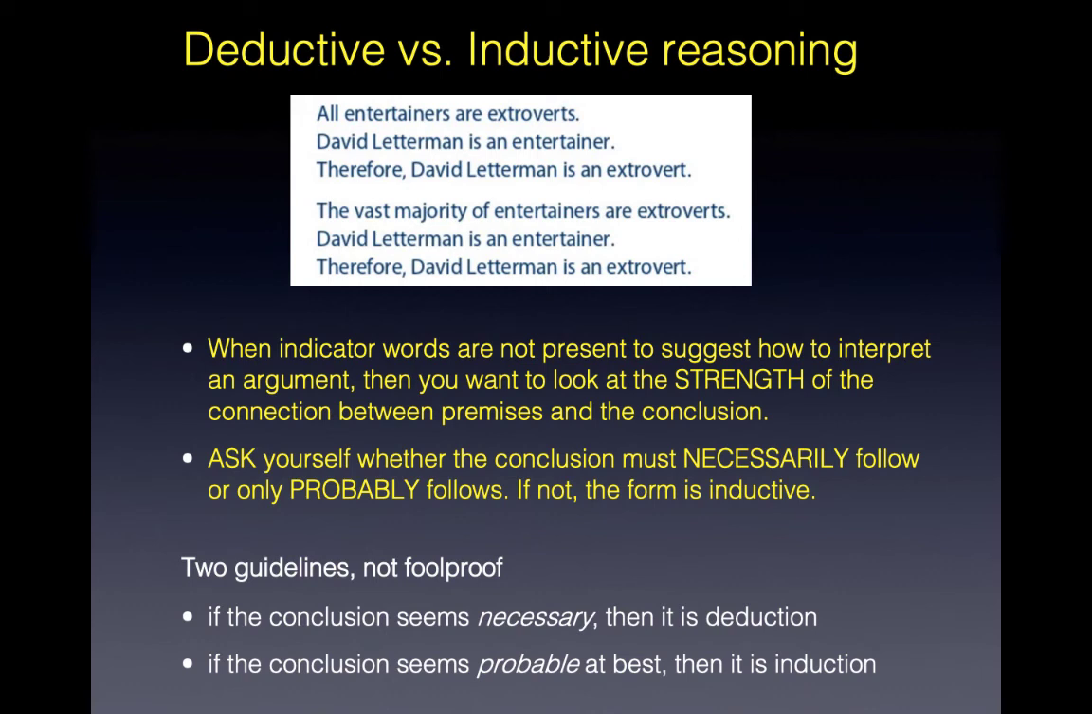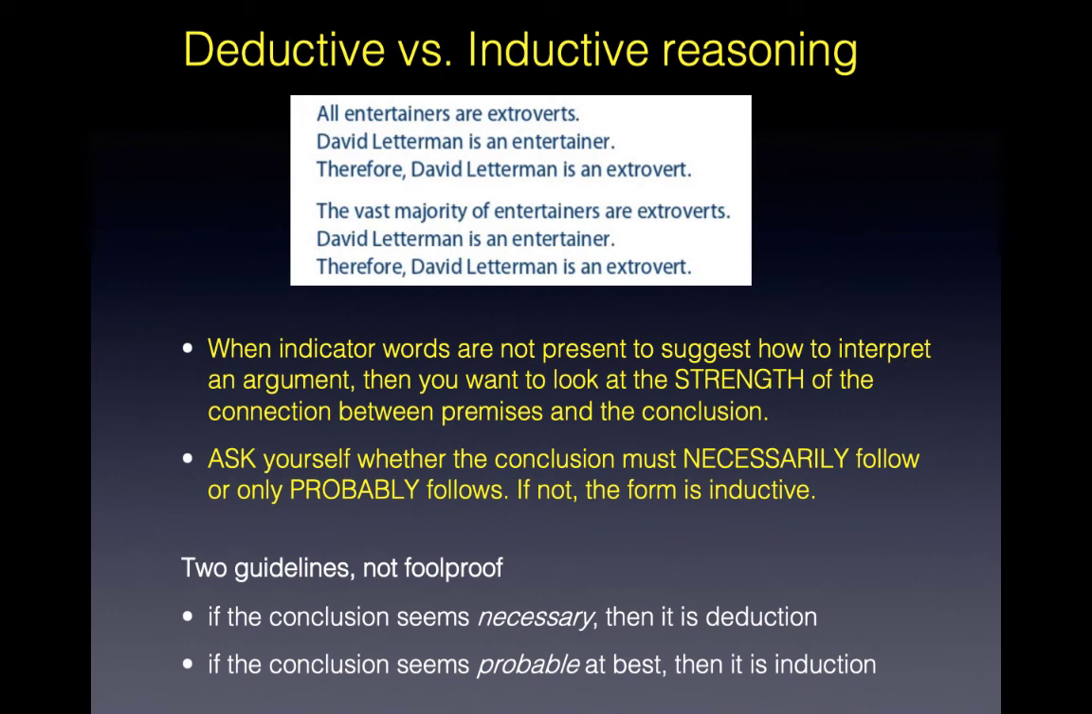All entertainers are extroverts, and David Letterman is one of those people. David Letterman is an entertainer, and so we may conclude David Letterman is an extrovert. This is going to be deductive. In fact, it's deductive valid, because it guarantees from its form that the conclusion is true. Why is that? How does that work? Well, if it's true that all the entertainers are extroverts, and David Letterman is one of those, whoever David Letterman is, if he's one of those, he's got to be an extrovert. So long as the claim all entertainers are extroverts is true.